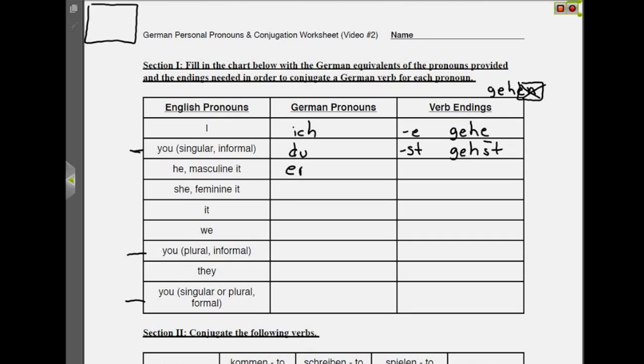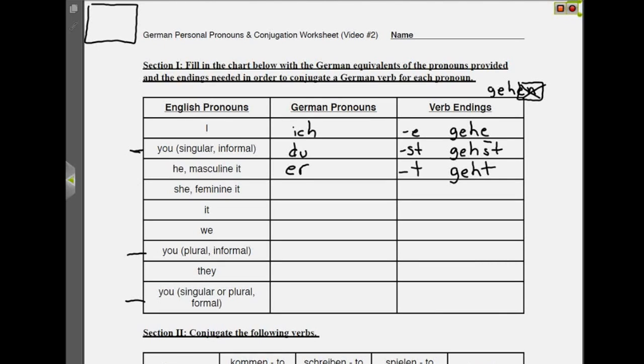So if I'm saying the table is brown, der Tisch ist braun, then you're going to have that as a pronoun and say it is brown in English, but in German we would say er ist braun. That's why we have here the masculine it. That's er. And in German, in order to conjugate our verb, we have to have here a T at the end of our verb. So in this case, we would have er geht.